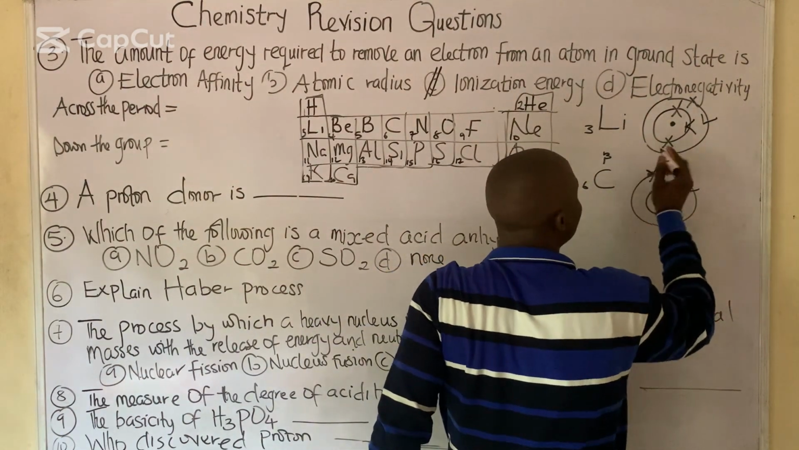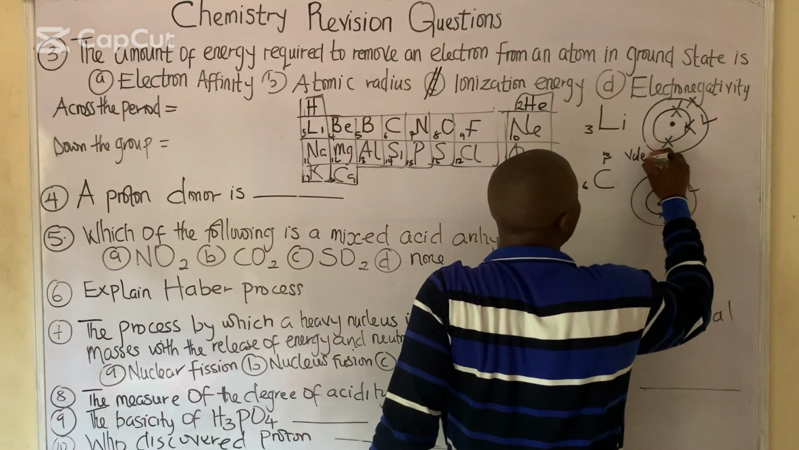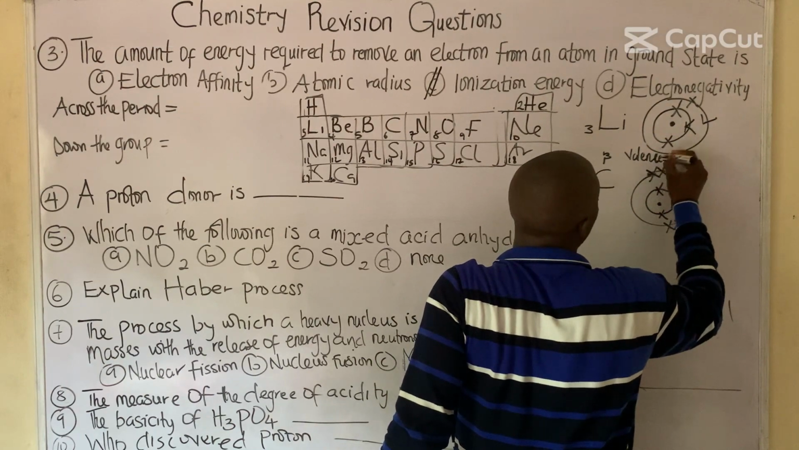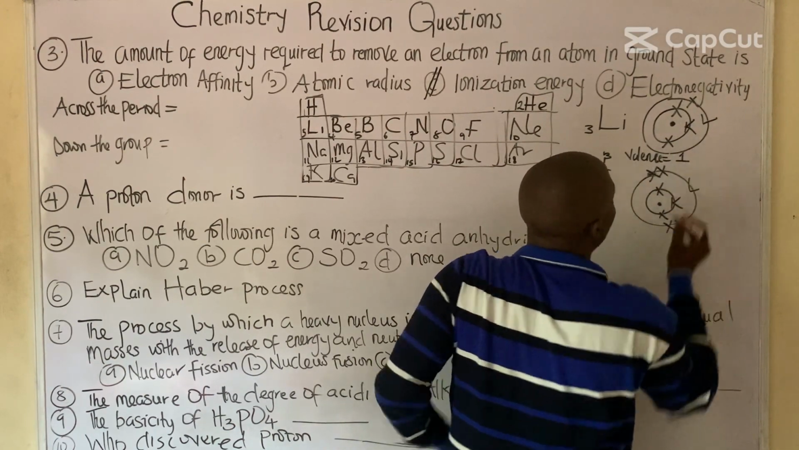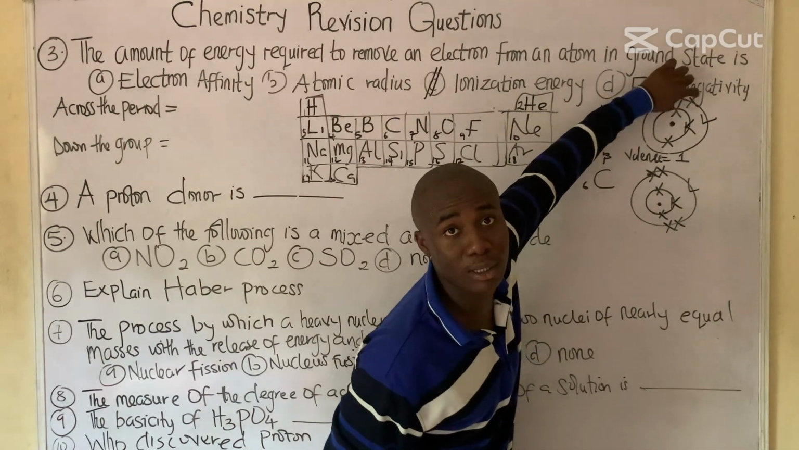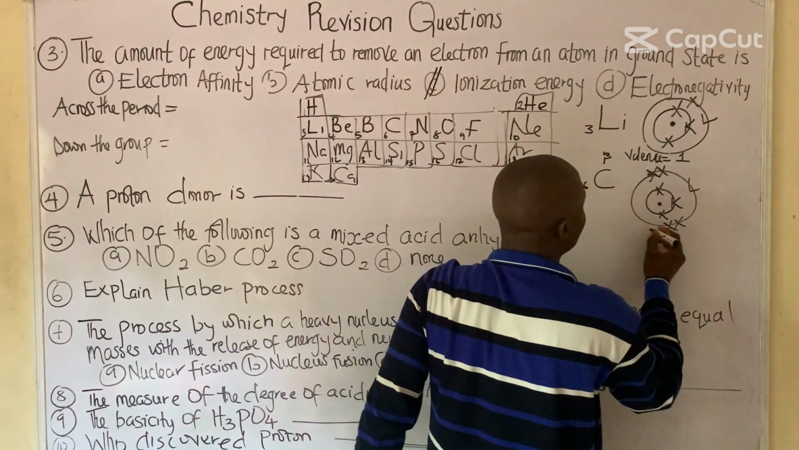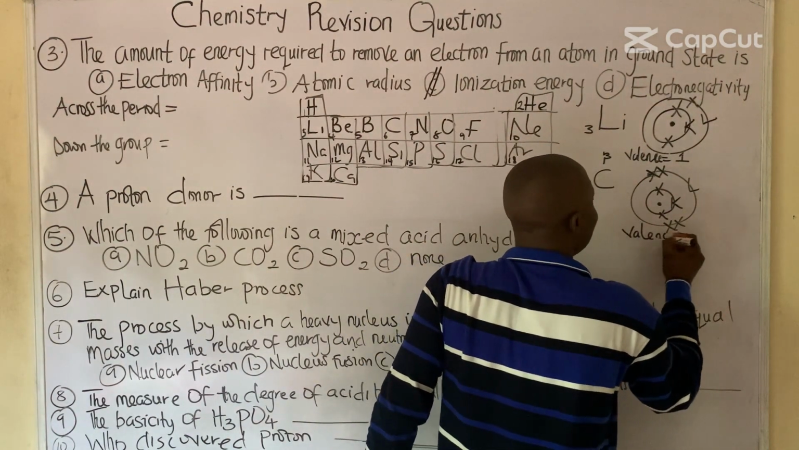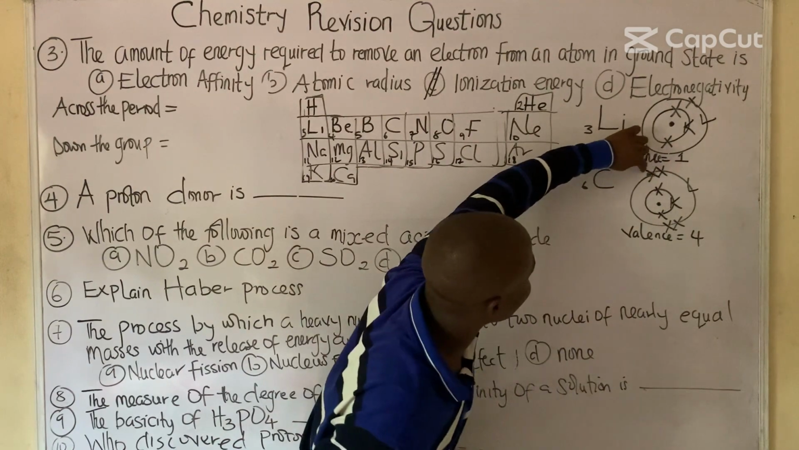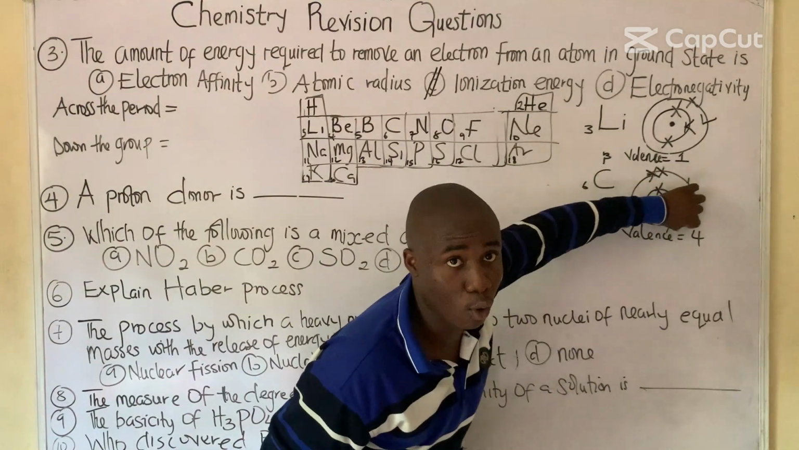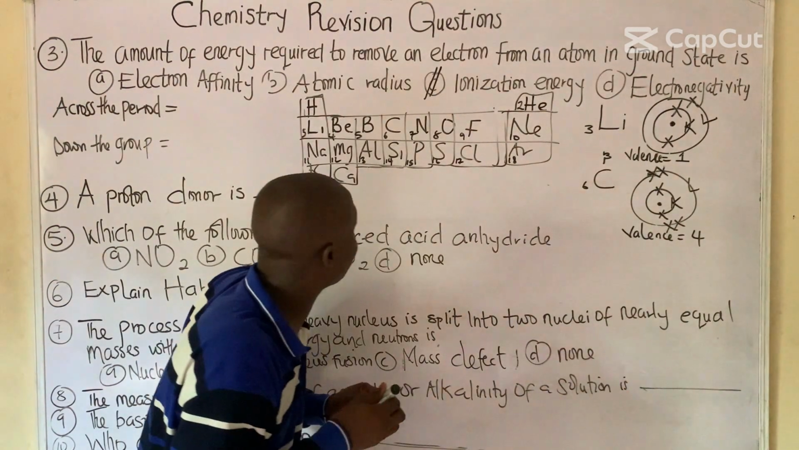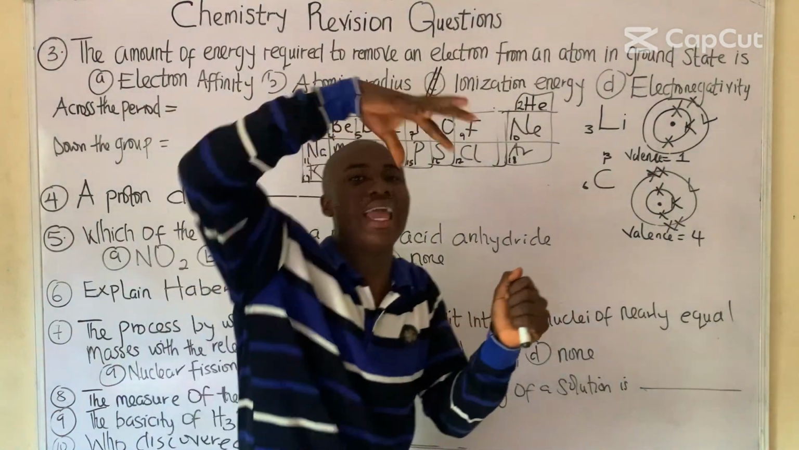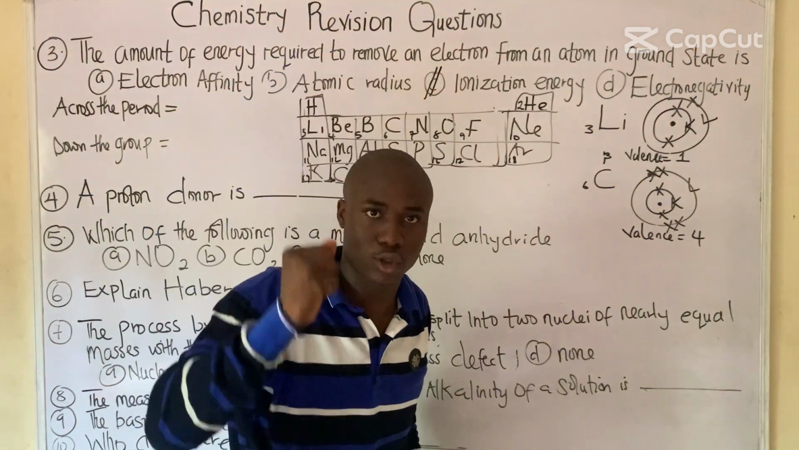So what is the valence electron here? The valence electron for lithium is just 1, because the electron in the outermost shell is 1. While the valence electron of carbon is 4: 1, 2, 3, 4. We are working towards the valence electron because ionization energy is the energy required to remove an electron from the valence shell of an atom.